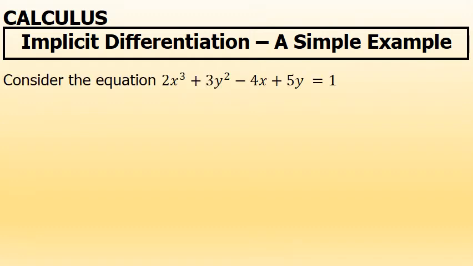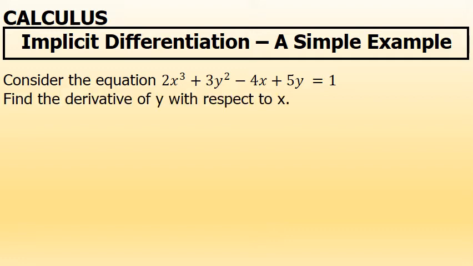To find the derivative of the equation 2x to the third power plus 3y squared minus 4x plus 5y equals 1 with respect to x, implicit differentiation will be required. What we're going to have to do is take the derivative of each term, and as we're taking the derivative of each term, we'll remember to be differentiating with respect to x.